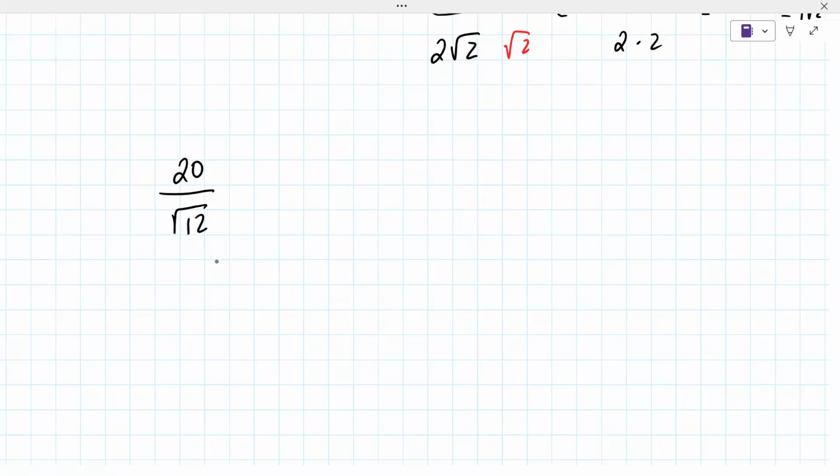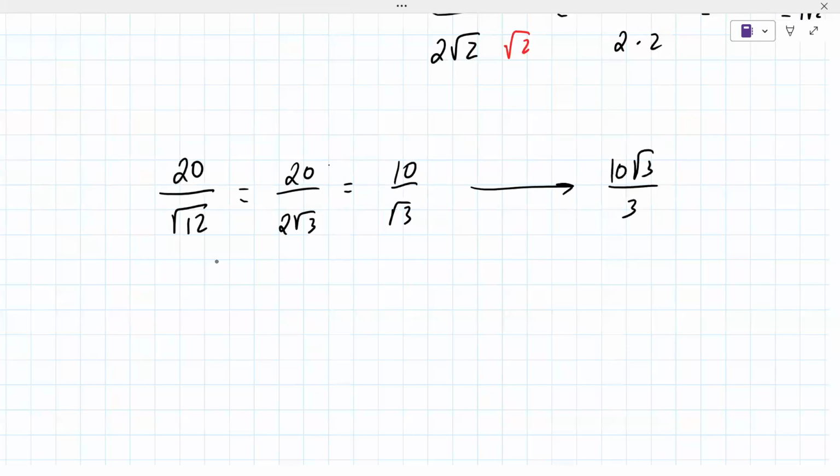And root 3 over 3. Like this? Yeah. Okay. So the bottom is 2 root 3, which is 10 over root 3, which is exactly what this becomes. Good. Okay.